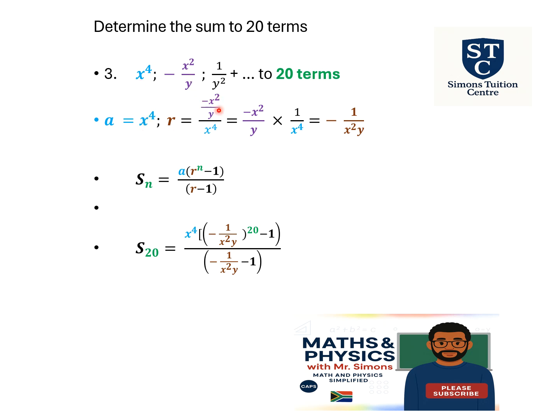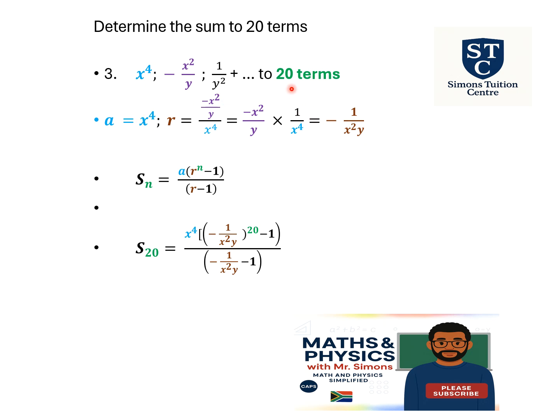So negative x squared over y divided by x to the power 4 becomes negative x squared over y times, if I change division to multiplication, I invert the bottom fraction, right? So that's x to the power 4 over 1, it becomes 1 over x to the power 4. And if we simplify, I have 2 x's on top and 4 at the bottom, 2 minus 4 gives me negative 2, so it stays at the bottom. It stays negative 1, so I have negative 1 over x squared y, that's my value of r.